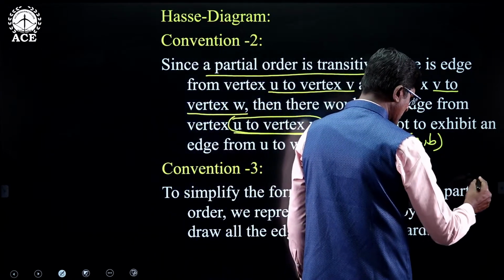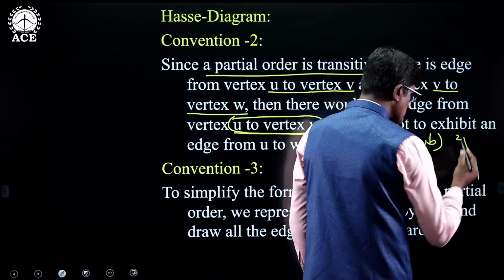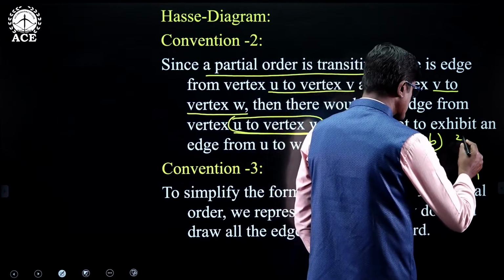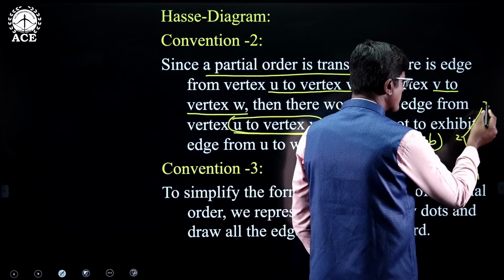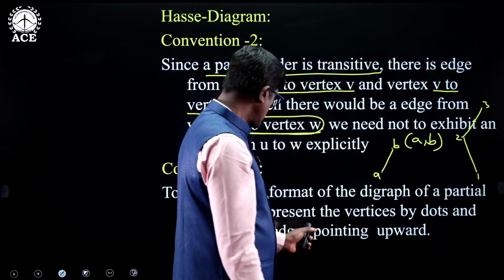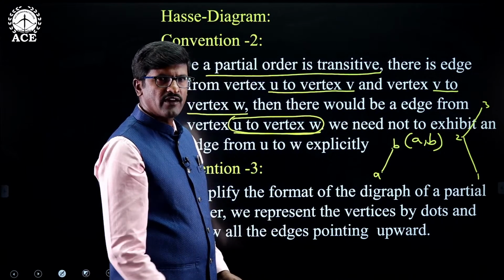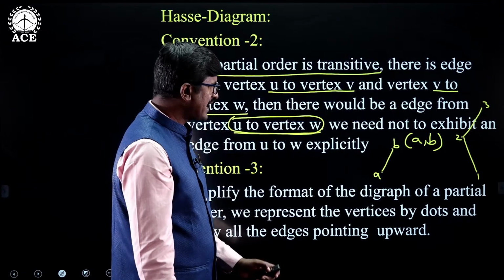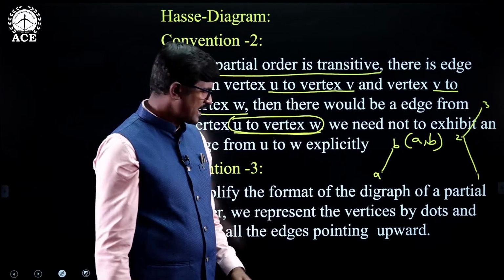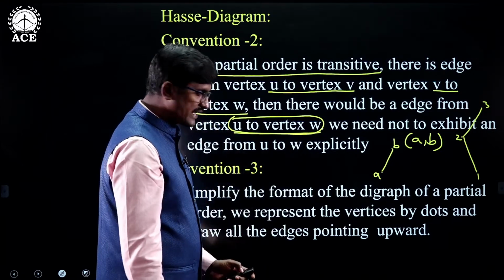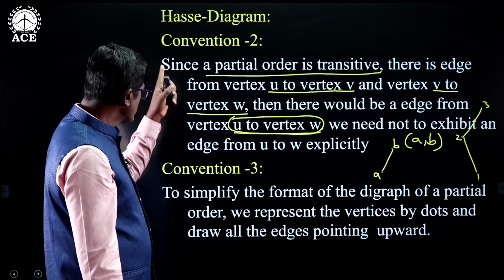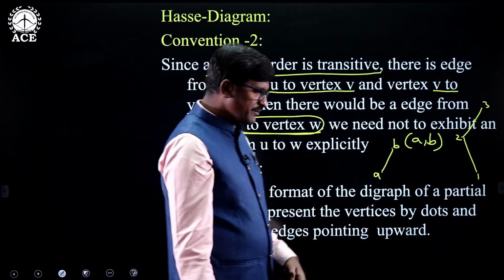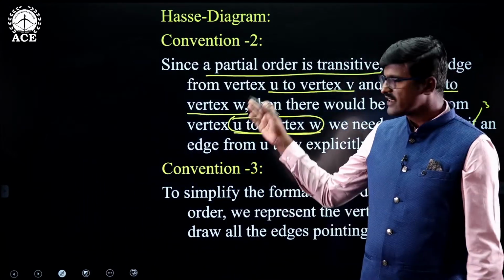If it is like this, this is 1, this is 2, it means there is a relation from 1 to 2. Next, like this, 2 to 3, there is a relation from 2 to 3. So to simplify the format of the digraph, you represent every vertex with dot, and if there is an edge from A to B, A must be downwards and B upwards. Any digraph which is drawn by using these three conventions is called a Hasse diagram. Hasse diagram is the simplification of digraph by using these three conventions.